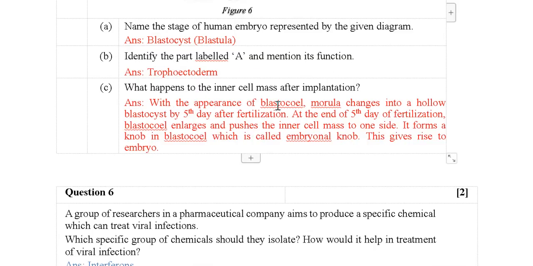So let's see. With the appearance of blastocyst, morula changes into a hollow blastocyst by 5th day after fertilization. At the end of 5th day of fertilization, blastocyst enlarges and pushes the inner cell mass to one side. It forms a knob in blastocyst, which is called embryonal knob, that finally gives rise to embryo. So this is the fate of this inner cell mass after implantation.